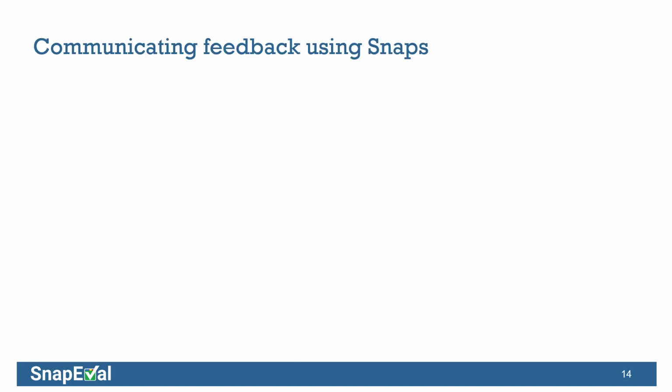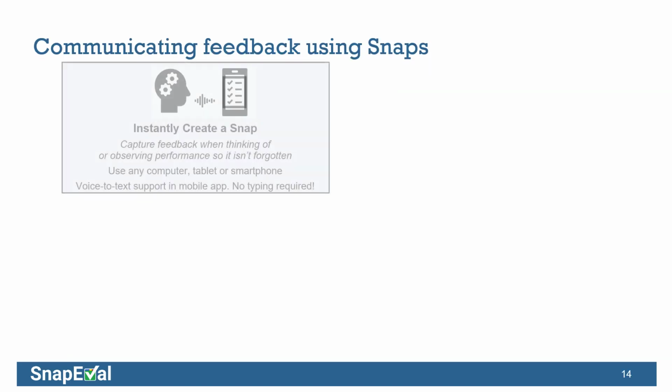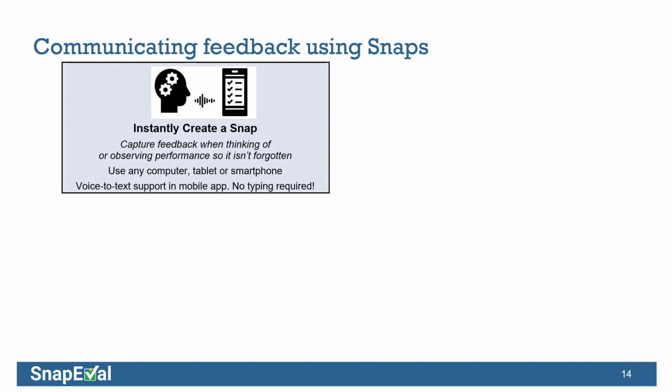Now let's talk about communicating feedback using snaps. You can instantly create a snap in SnapEval using a tablet, computer, or smartphone. And with the smartphone and the mobile app, there's no typing required because we have voice-to-text support. The key idea here is that you're going to capture feedback when you think of it or when you observe performance so that this feedback isn't forgotten.